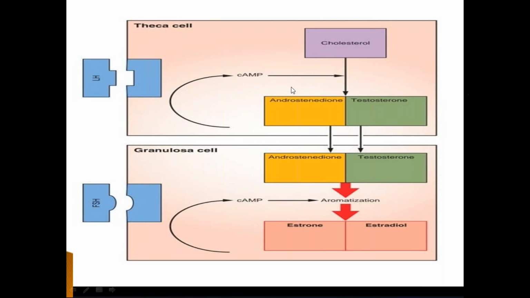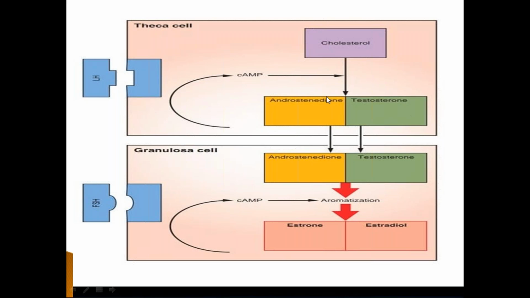Here you can see these theca cells. Theca cells have a receptor for LH and granulosa cells have a receptor for FSH. And theca cells have all the enzymes required for steroidogenesis, that is, from cholesterol they can synthesize androgens, androstenedione and testosterone. But in granulosa cells, these enzymes are absent. So in granulosa cells, the cholesterol cannot be converted into steroid hormones.